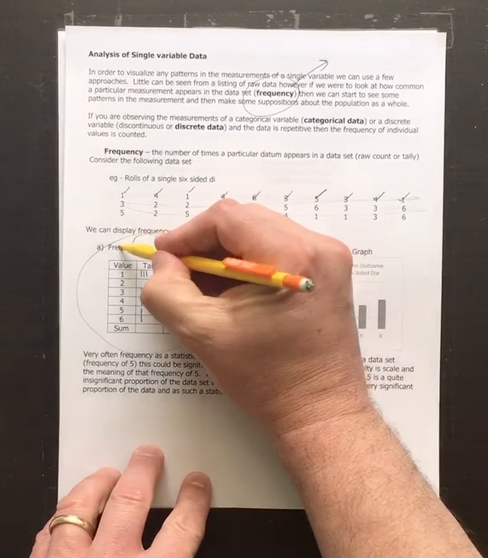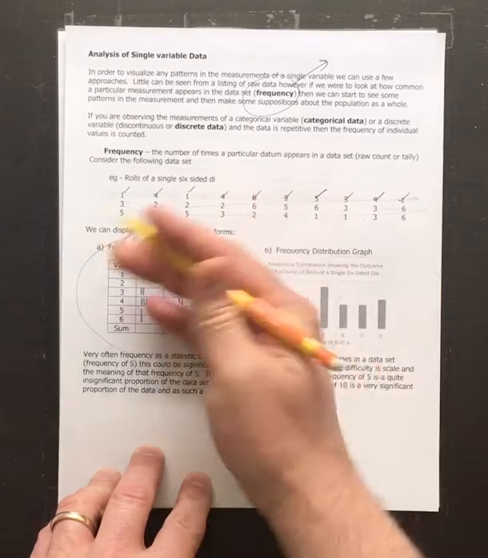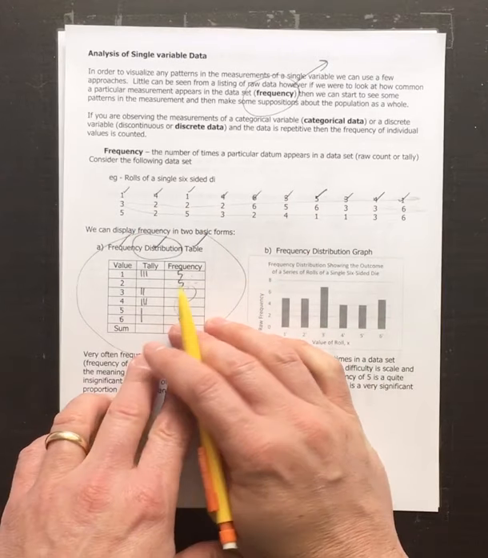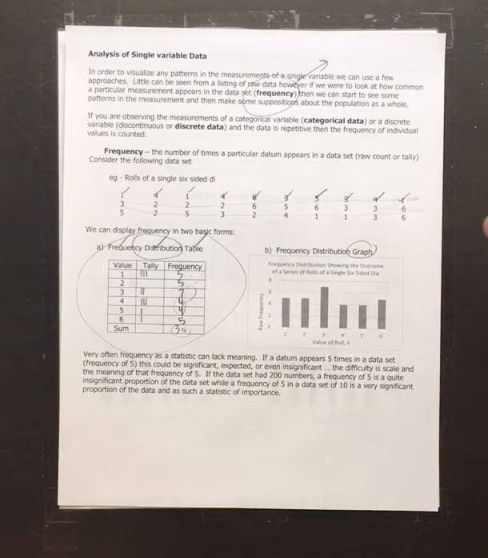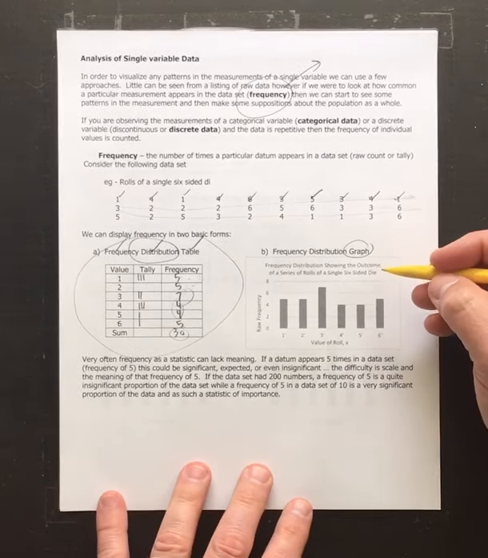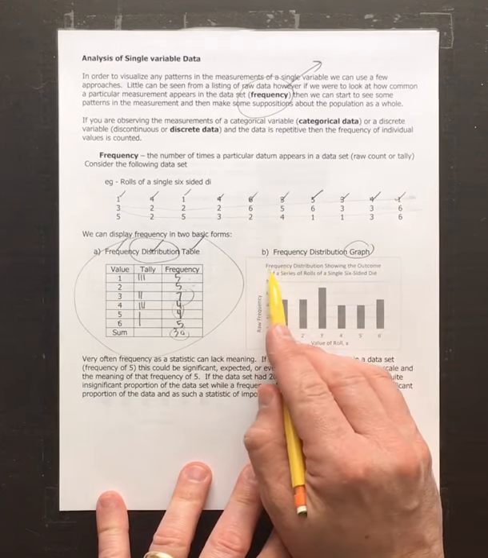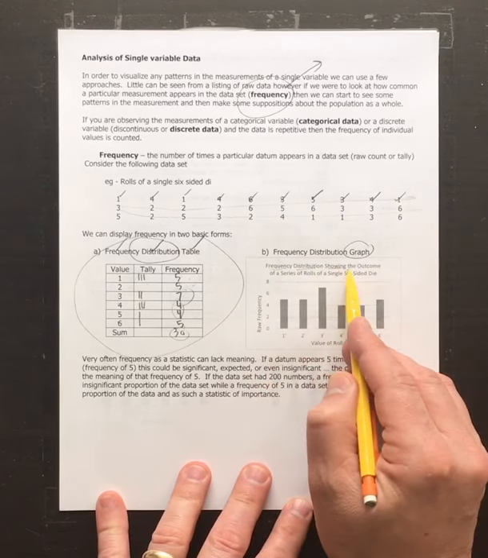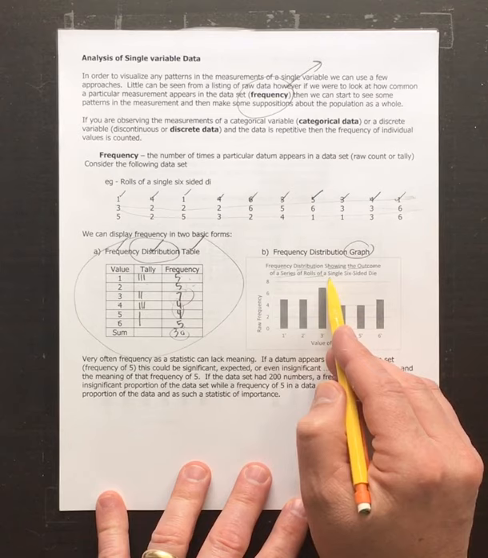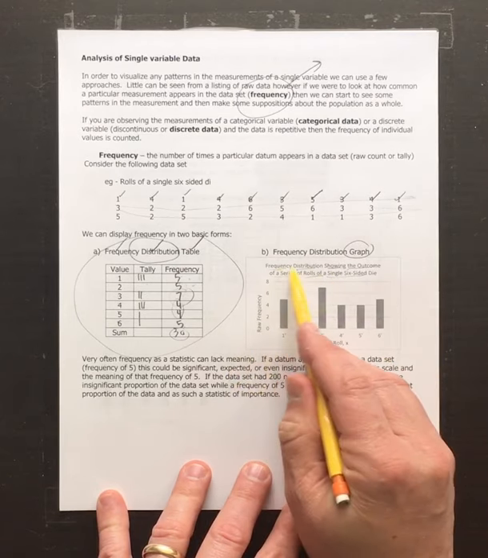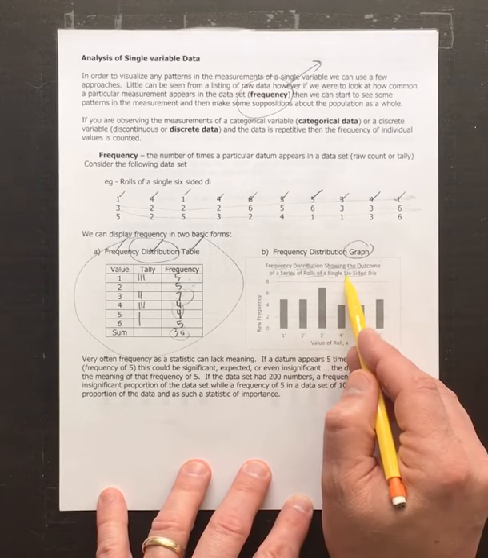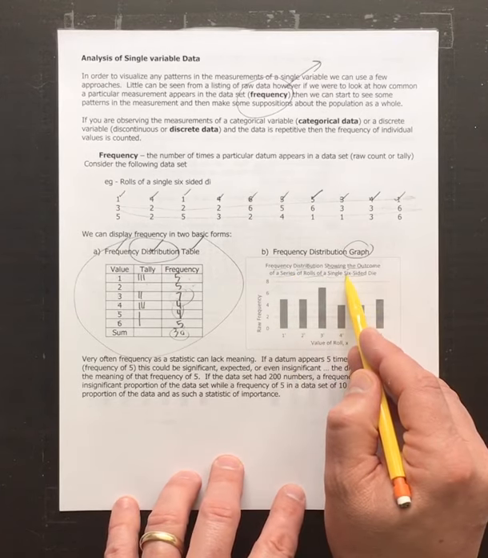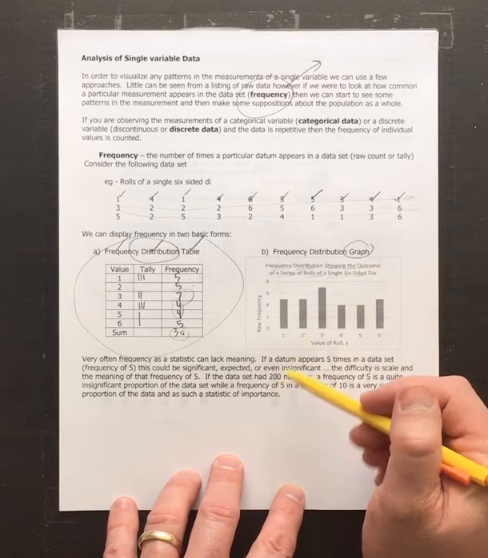Okay, so this is a frequency distribution table, and then logically what we would do after that is we would make a graph. Now they generally tend to be bar graphs. We'll talk about different types of graphs at the end of this section here. But this is a frequency distribution graph. Now you notice in the title I've got frequency distribution showing the outcome of a series of rolls of a single 6-sided die. So I've got frequency distribution of the datum, and then I talk about maybe some conditions about where the data came from. Okay, in this case, a roll of a single 6-sided die.